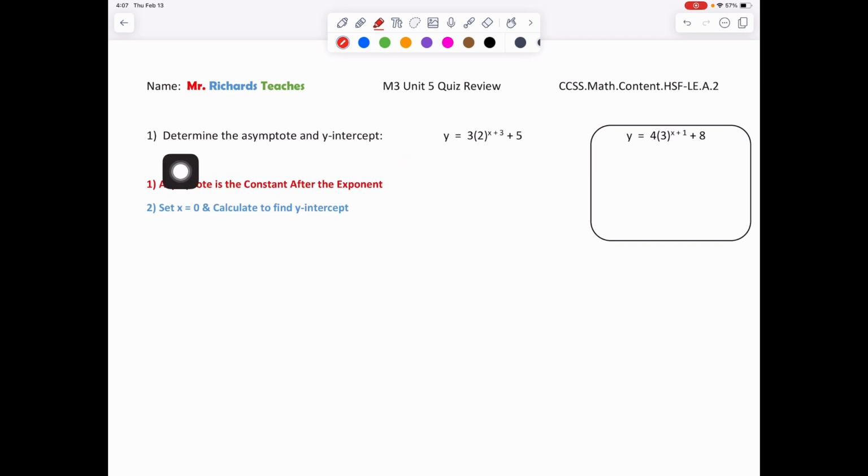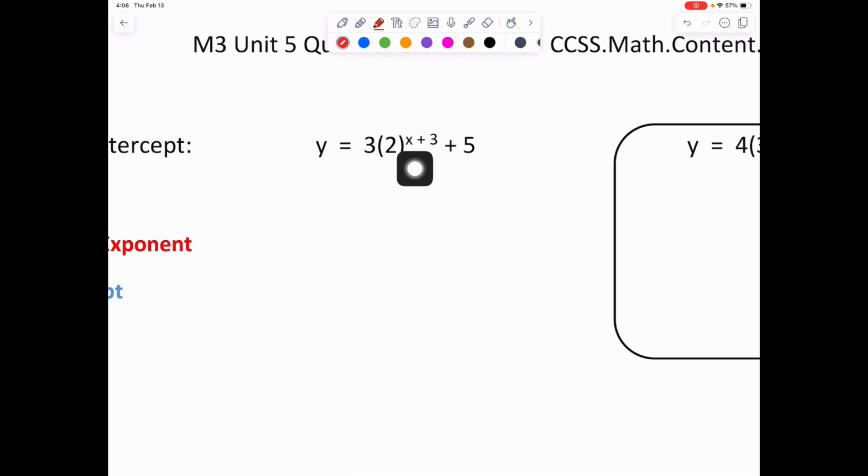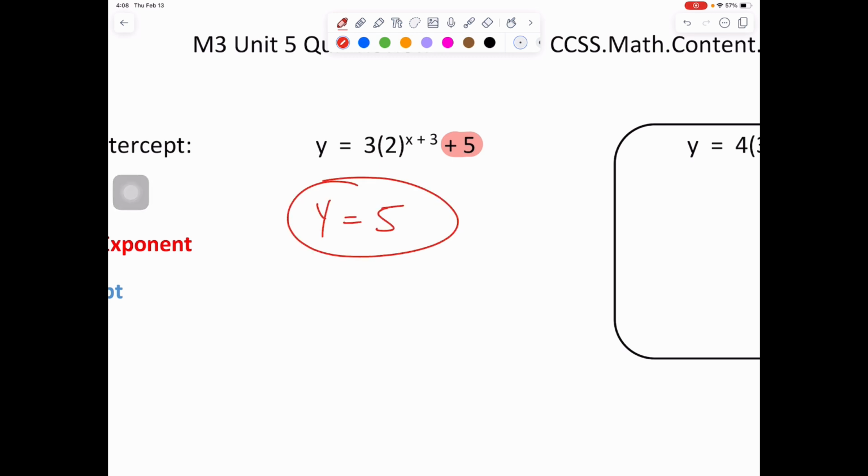Kicking it off with number 1, determine the asymptote and y-intercept of the exponential function. And part 1 in red, asymptote is the constant after the exponent. Well, our exponent is raised up with that x plus 3, and yes, I did hear it correctly. Our asymptote is simply just 5. Go ahead and circle. I will erase that because we will switch to blue for step 2 per the usual.